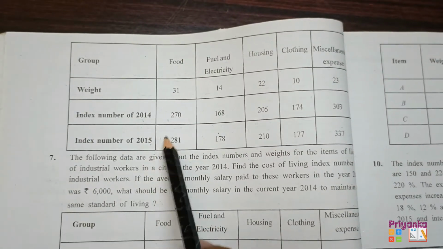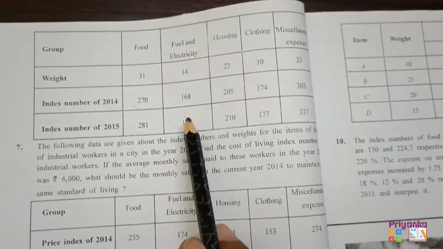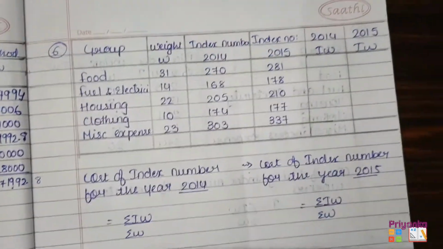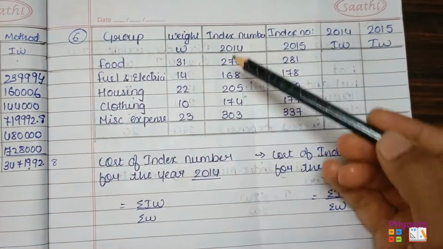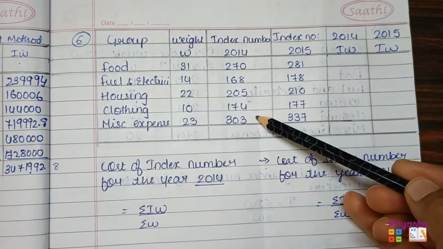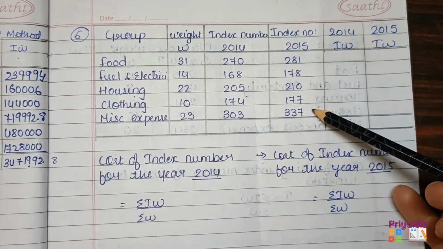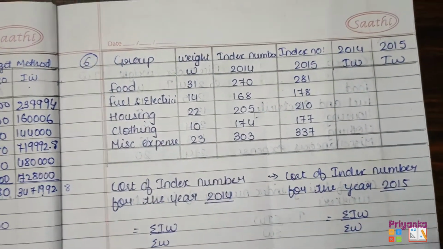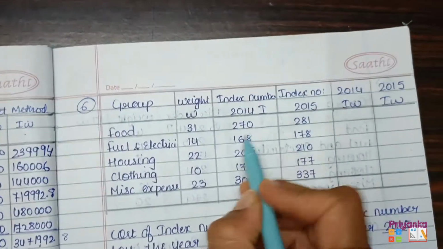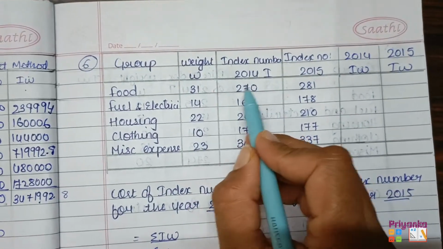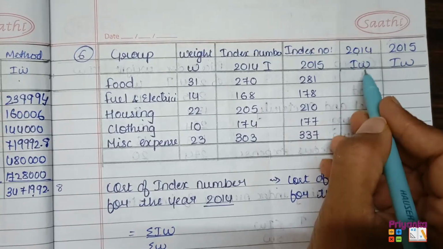So here we have to find out for both. So let's take all the information in the book. Here all the information is ready. You can see the index number of 2014 is written separately and index number of 2015 is written separately. Here I will declare I. So for the first, IW, I will take out the 2014 IW.